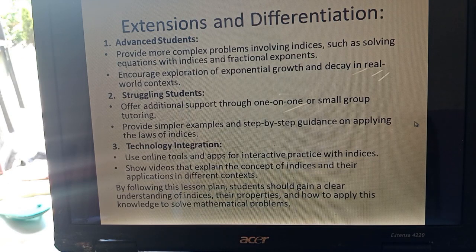By following this lesson plan, students should gain a clear understanding of indices, their properties, and how to apply this knowledge to solve mathematical problems.